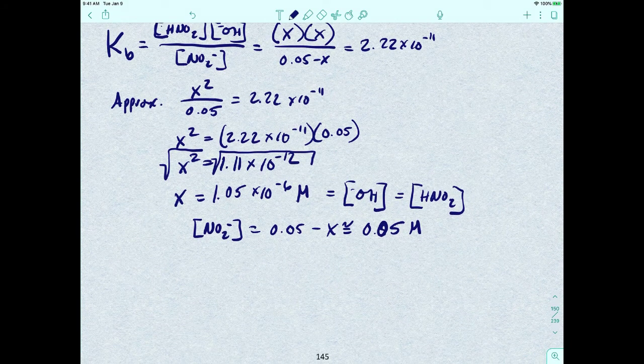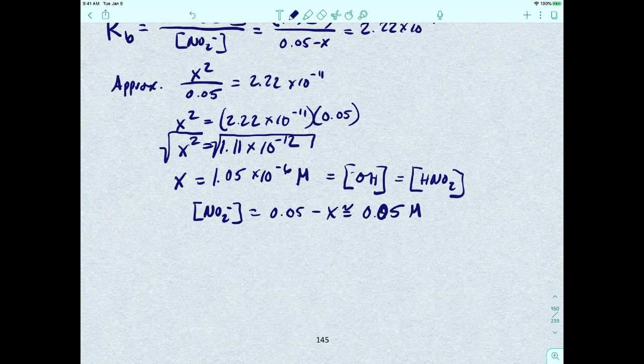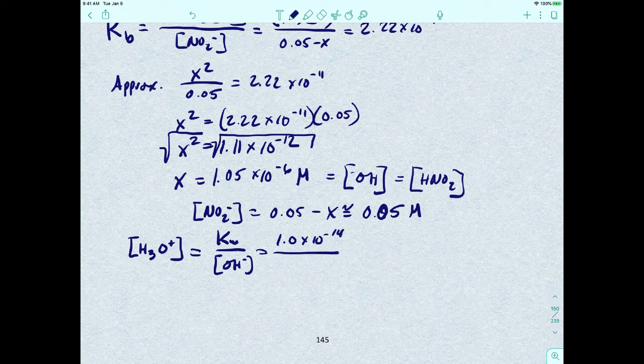All right. So we could solve for the pH now. We do have the concentration of hydroxide. Let's switch it up a little bit, and let's solve for the concentration of H3O plus. So remember, that's going to be Kw divided by the concentration of hydroxide. So 1.0 times 10 to the minus 14th divided by the concentration of hydroxide, which was 1.05 times 10 to the minus 6. So that concentration should come out to be about 1.0 times 10 to the minus eighth molar.